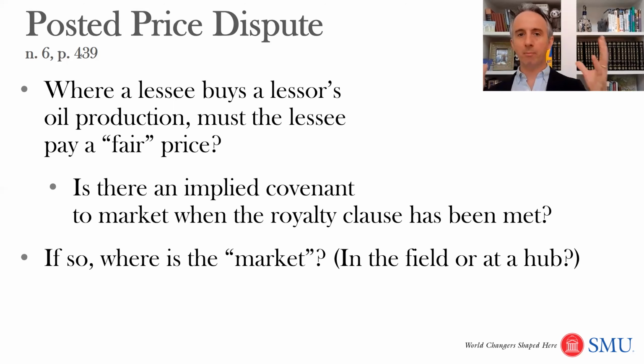You can think about that. Is there an implied covenant to market? Remember, we talked about that with gas, the requirement to get a good price and to find somebody timely to purchase that gas. The same thing can exist with oil, usually easier to sell oil. There's also the question of, if you're looking for a market price, where is that market? Do you look at a price at a hub where all those pipelines collect, or do you look at the price just in the field where it's produced?